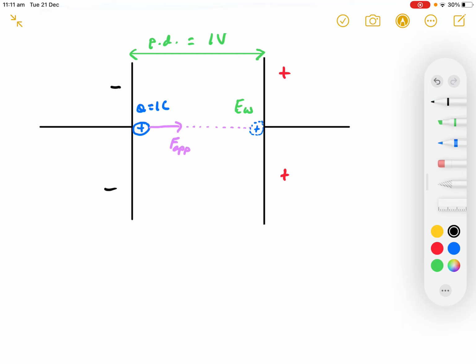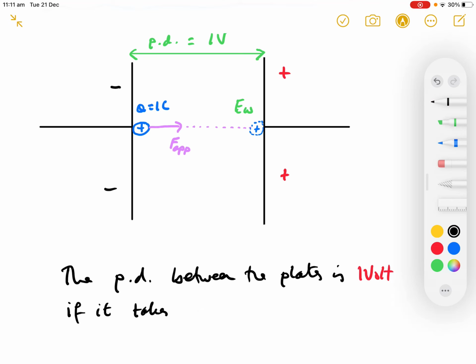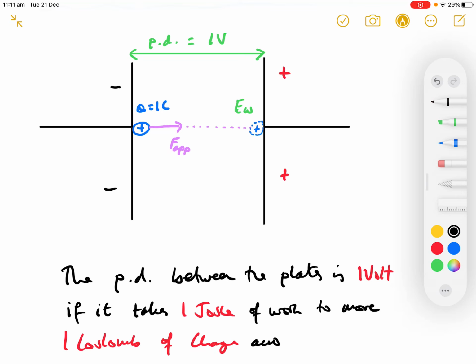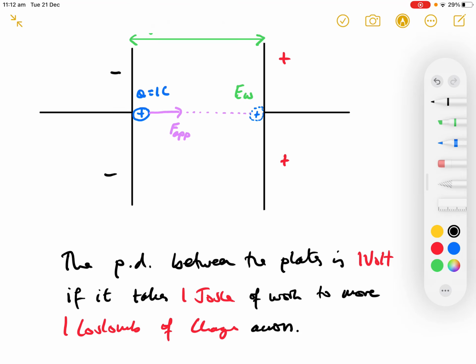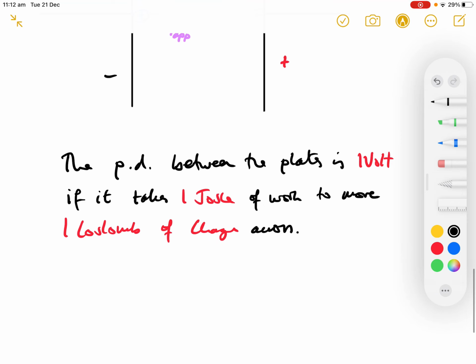Well, we define the potential difference like this. So the potential difference between the plates is 1 volt if it takes 1 joule of work to move 1 coulomb of charge across. So the potential difference between the plates is defined as 1 volt if it takes 1 joule of work to move 1 coulomb of charge across.